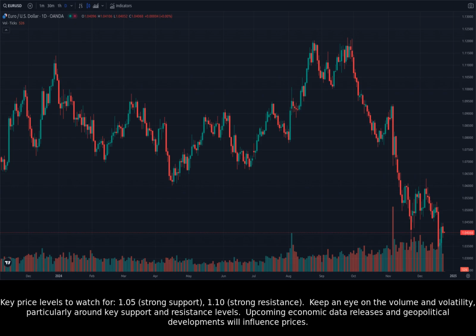Keep an eye on the volume and volatility, particularly around key support and resistance levels. Upcoming economic data releases and geopolitical developments will influence prices.